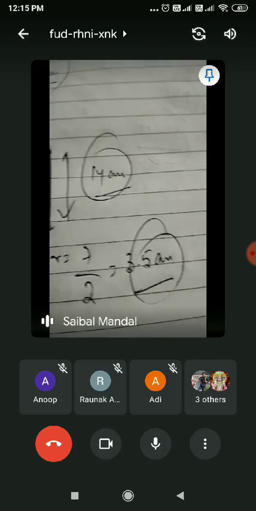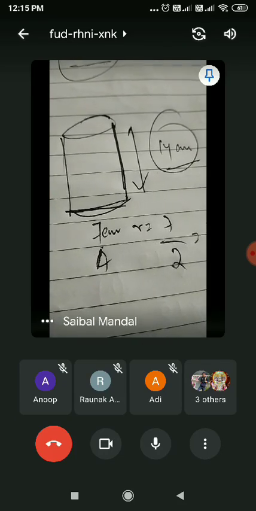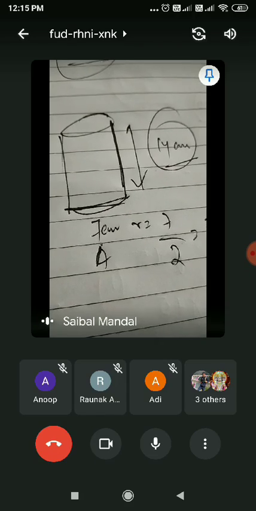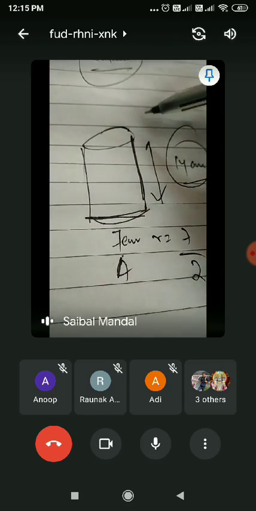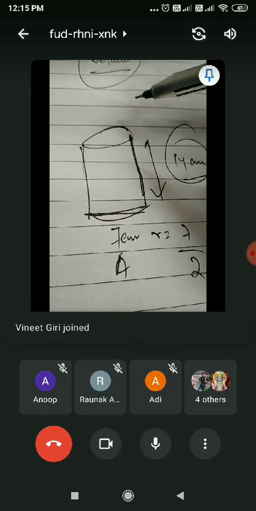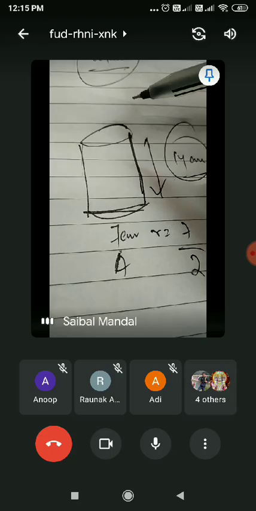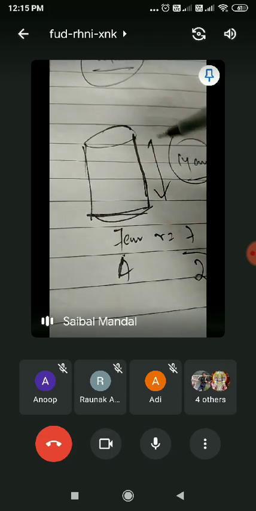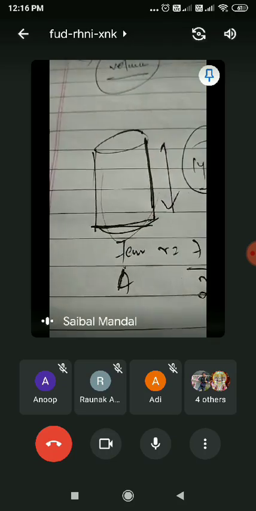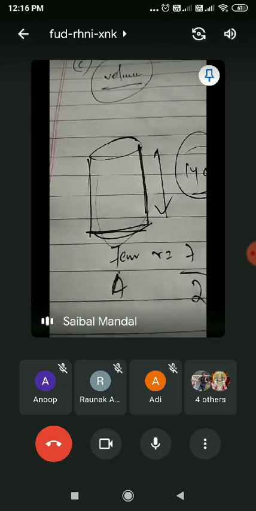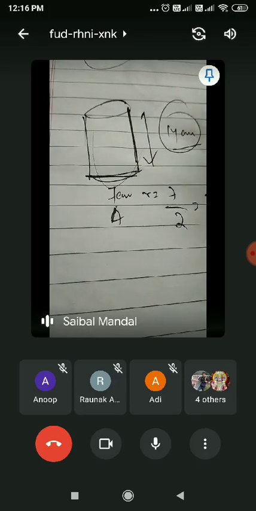Okay, children, now what do we have to do? We have to compare these figures, to see which one has greater volume. Let's verify it by finding the volume of both cylinders, and check whether the cylinder with greater volume also has greater surface area. They have told us to do it without doing any calculation. Children, what is the formula of volume of cylinder?